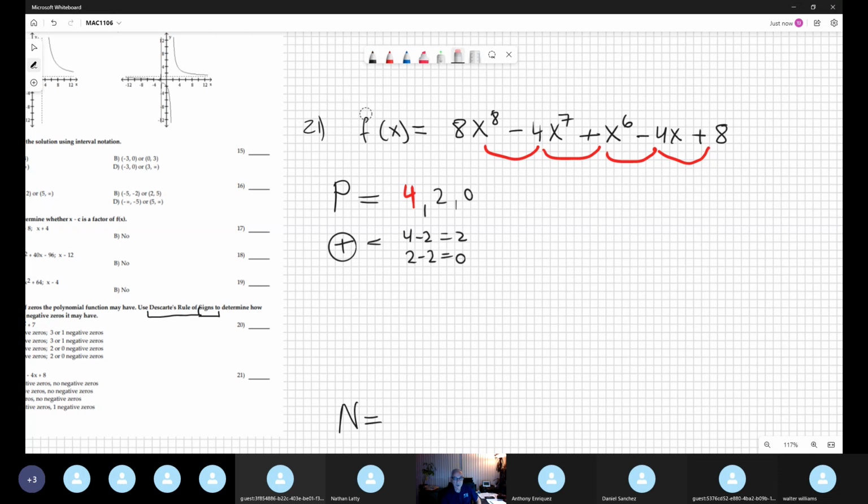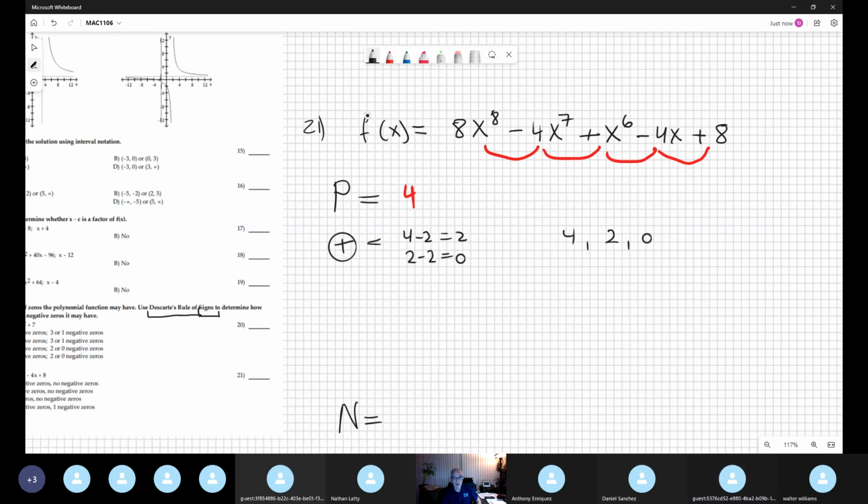P is 4. However, the number of positive zeros is 4, 2, or 0. If you subtract 2 one more time, it is negative 2. We have 3 possibilities. Clear?